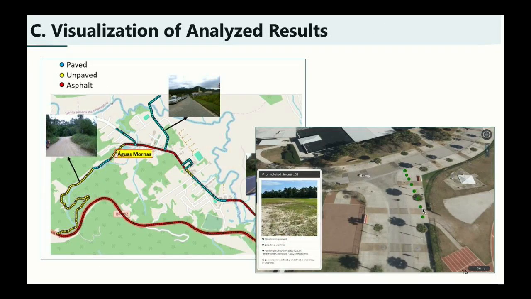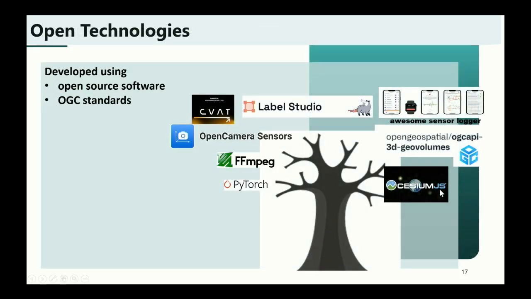And then the result is sent to the visualization module. The first one is on top of OpenStreetMap, where the red dot means it is asphalt, the yellow one is unpaved, and the blue one is paved. If you click any dot on this road, it gives more detailed information, such as the image and so on. And the right one is visualization using Cesium. The functionality is almost the same.